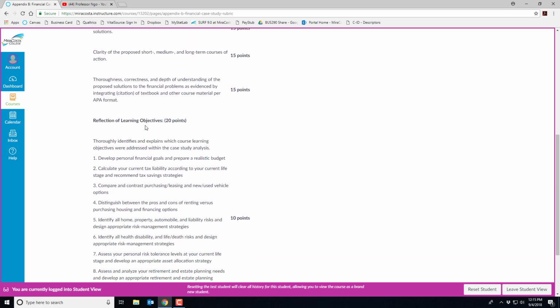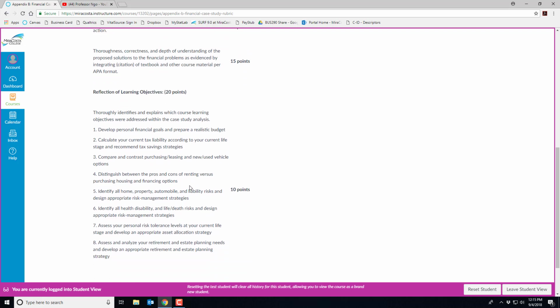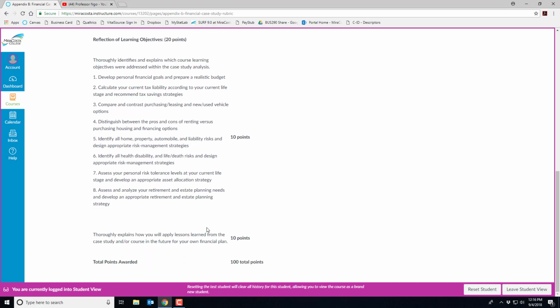And then you'll be doing a reflection on the learning objectives. So in this course, we have 8 learning objectives. And as you go through this case study, you're going to address several of these when you're talking about the family or individual. And that's worth 20 points. I'll go ahead and click back.